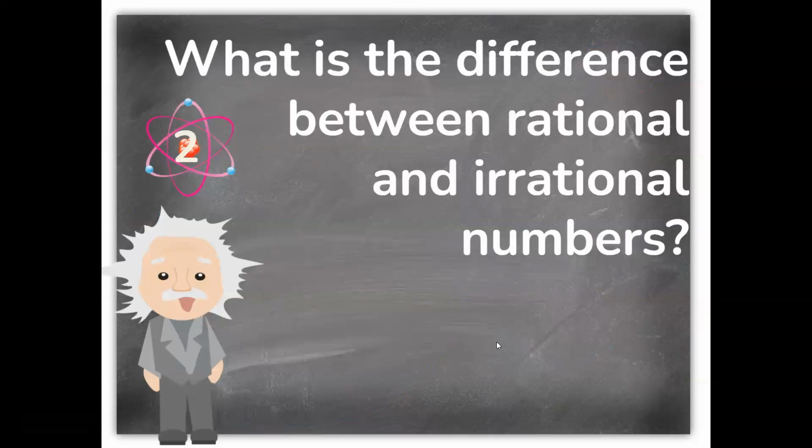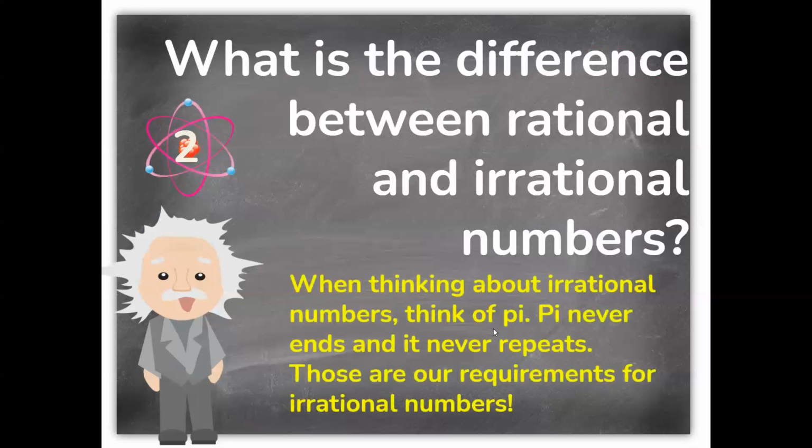So let's talk about the difference between rational and irrational numbers. The biggest difference that I see is when I'm thinking about irrational numbers, I think of the number pi. So if I'm thinking of pi, it's 3.14159, so on and so forth. Pi never ends and it never repeats. Those are going to be the requirements to meet an irrational number. So that's my biggest difference. That's what I think of in my head when I'm trying to think of what an irrational number is.